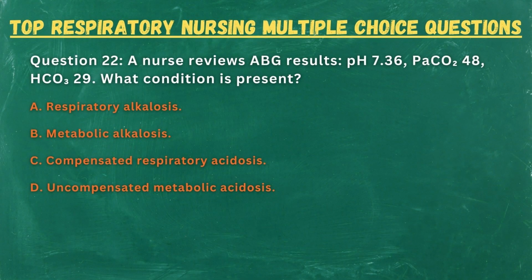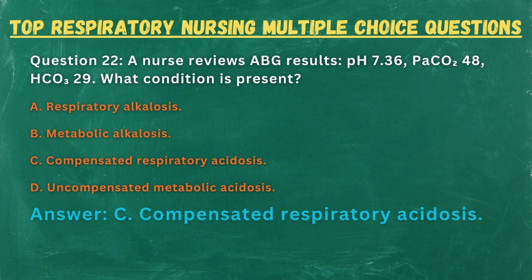Question 22. A nurse reviews ABG results. pH 7.36, PaCO2 48, HCO3 29. What condition is present? A. Respiratory alkalosis. B. Metabolic alkalosis. C. Compensated respiratory acidosis. D. Uncompensated metabolic acidosis. Answer. C. Compensated respiratory acidosis.